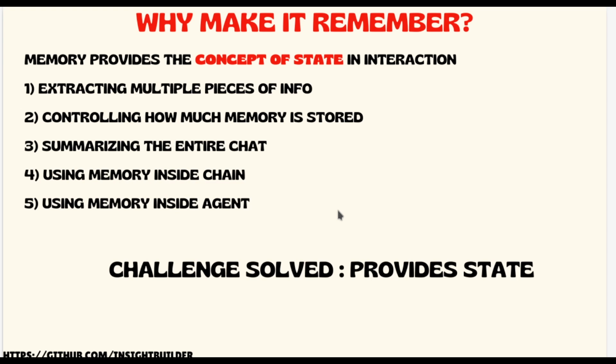We can extract multiple pieces of info from the sequence of memory and chat memory that is going on. We can control how much memory is getting stored. We can summarize the entire chat. All these things we can do. And also we can use this memory inside the agent as well as the chain.